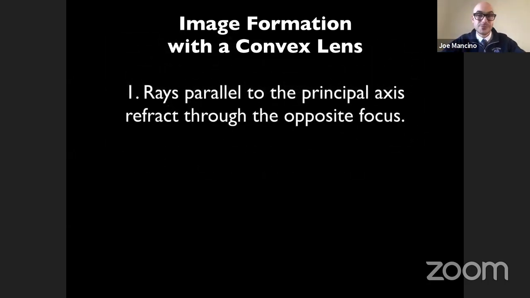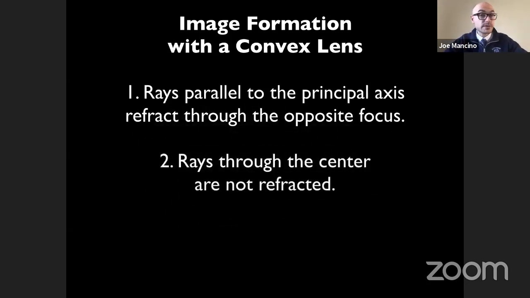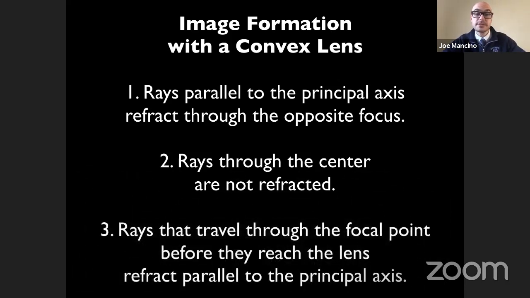Rule number 1, rays parallel to the principal axis. Rays that strike the lens parallel to the principal axis refract through the focus. Rule number 2, rays through the center of the lens are not refracted. They leave at the same angle at which they came in. Rule number 3 is that rays that travel through one focal point before they hit the lens leave the lens parallel to the principal axis.